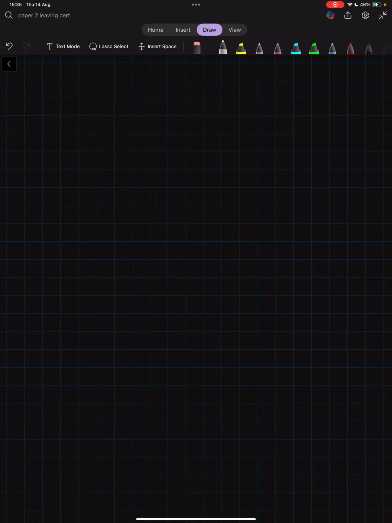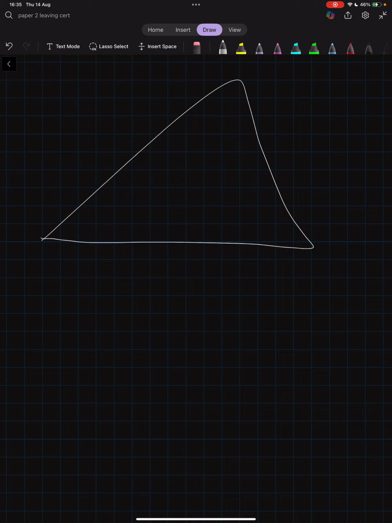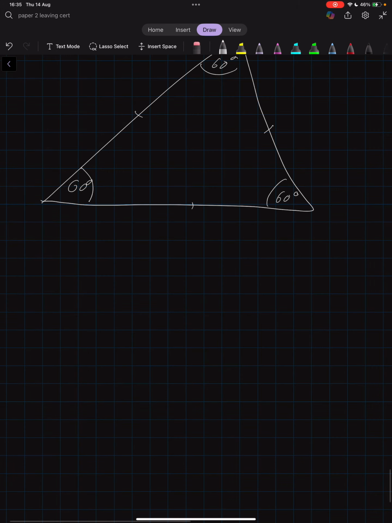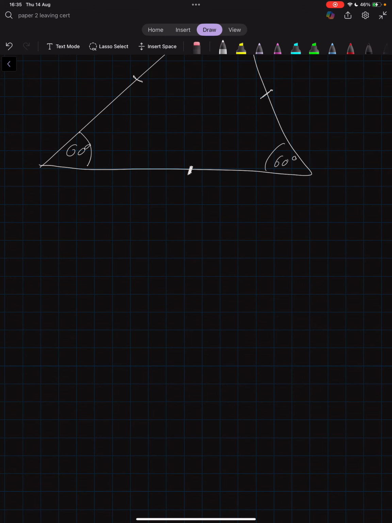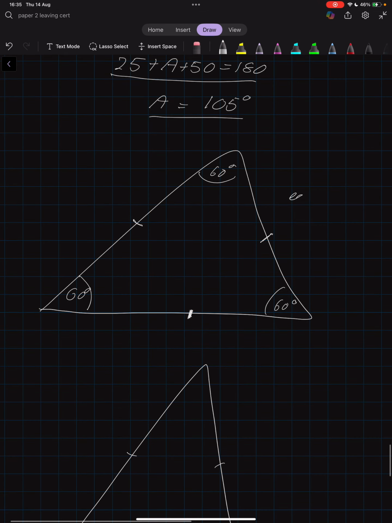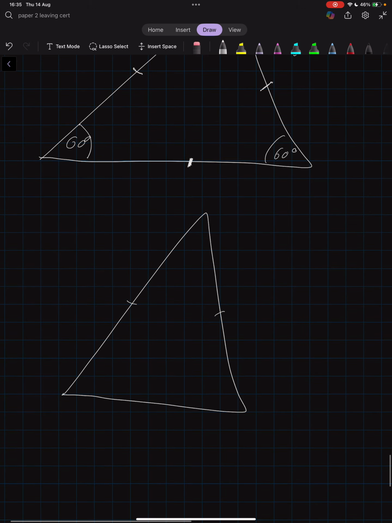So you've three types of triangles. You have equilateral, which is basically everything is the same. So all the lengths are the same, and all the angles are the same. Sorry, this symbol here means that it's the same length as this and this. In an isosceles, basically you just have that. So this is equilateral. This is isosceles.